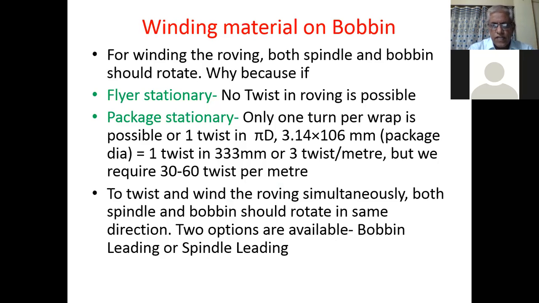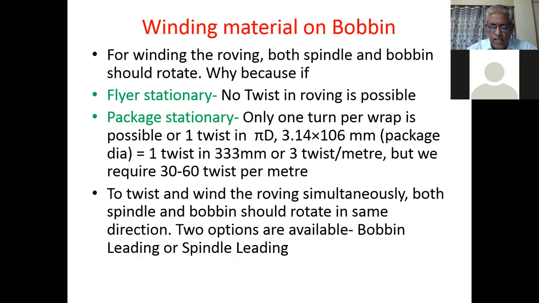After that, we will now study winding material on the bobbin. For winding the roving, both spindle and bobbin should rotate. Why should spindle and bobbin rotate? Suppose the flyer is stationary. Why are we moving the flyer? Because if the flyer is not moving, twisting in the roving will not be possible. If the flyer is stationary, no twist in the roving is possible. So it is necessary to move the flyer.